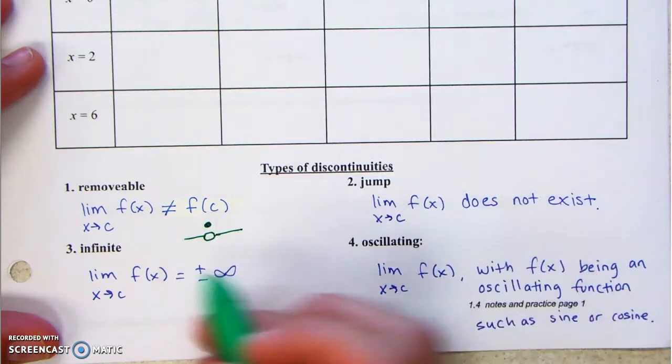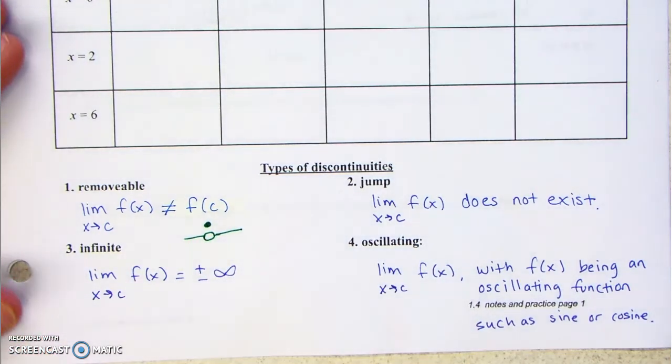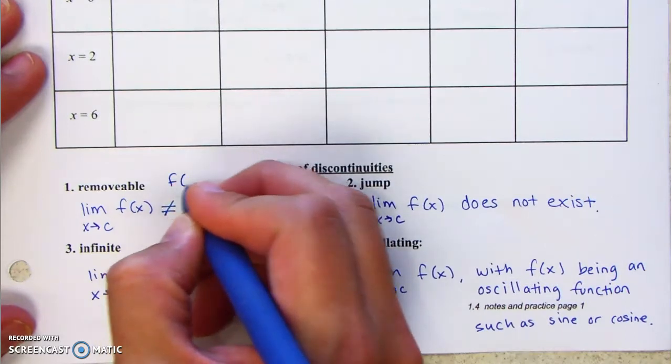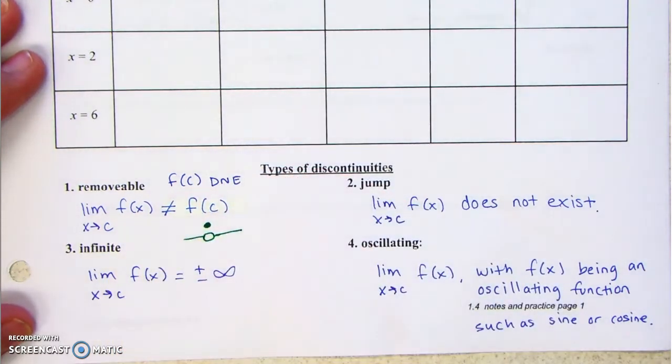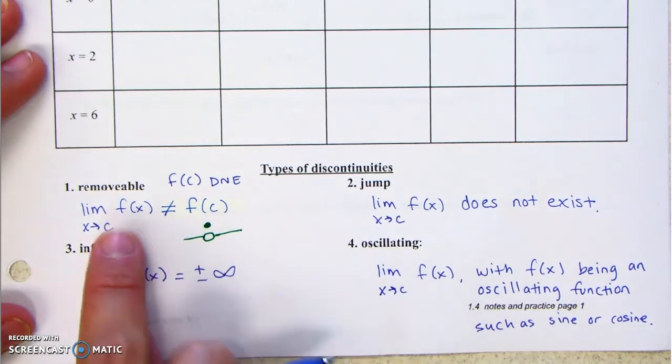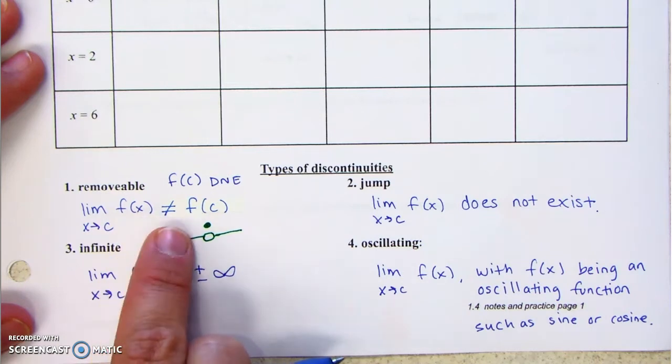So either the limit doesn't equal the y value, or let's write one more thing down: or f of c does not exist. So there's no point at all. That just means there's a hole. But you can't say there's a hole. You have to say the limit as x approaches c of f of x does not equal f of c.